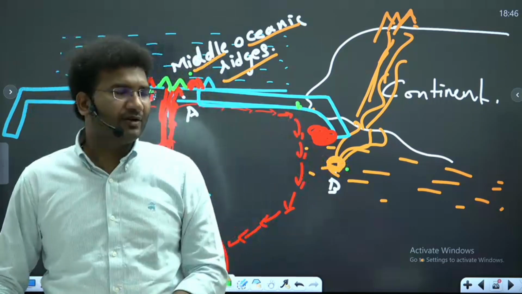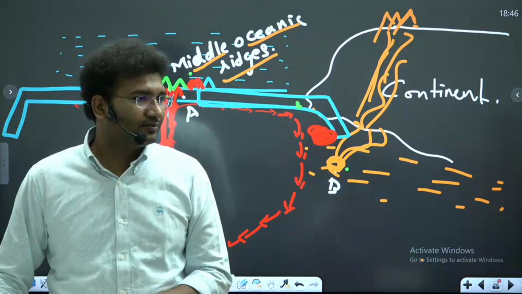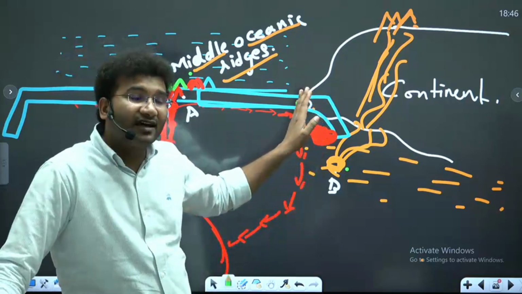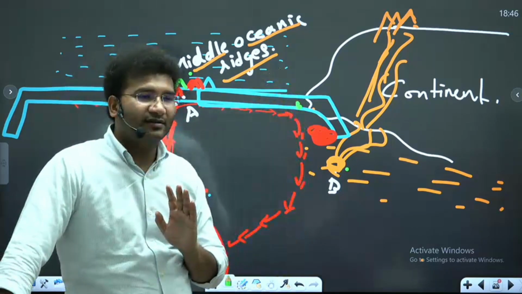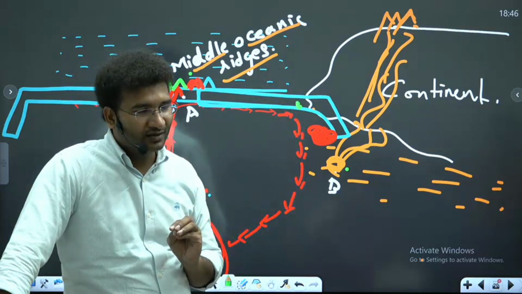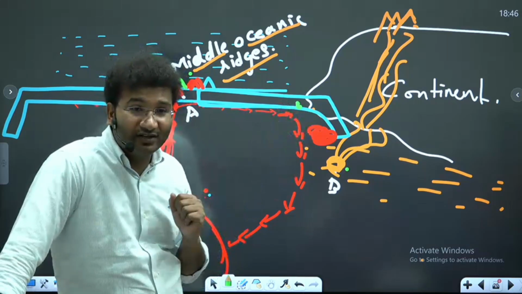Very minimal gap will be there, 3.2 grams, 3.1 grams. That is the difference in density. Because the older oceanic floor's density is higher, it will go and sink into the asthenosphere. And the asthenosphere temperature is more. There, this might have some aquifers, this might have some water.